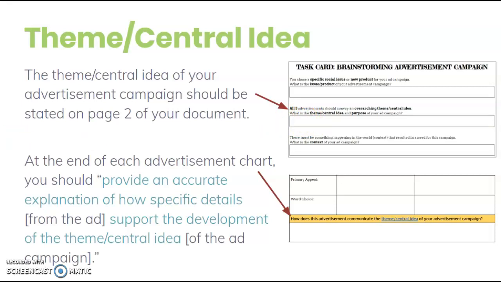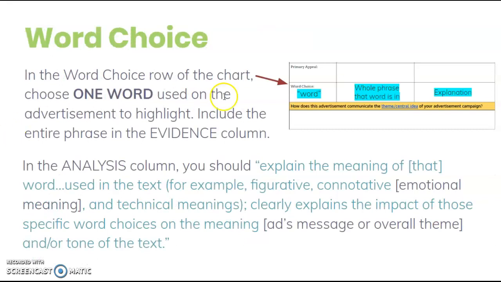The next cognitive skill is word choice. So in the word choice row on your chart, you are going to pick one word from the slide. I'm sorry, not from the slide, from the advertisement that you created. What do you feel like is the most powerful, most important word from your ad? You're going to put that word here. In the middle column where you have your evidence, you're going to put the whole phrase that that word is in. So the whole sentence or the whole statement, the whole question that that word is found. And then in the last spot, you're going to give an explanation for why you chose that word.